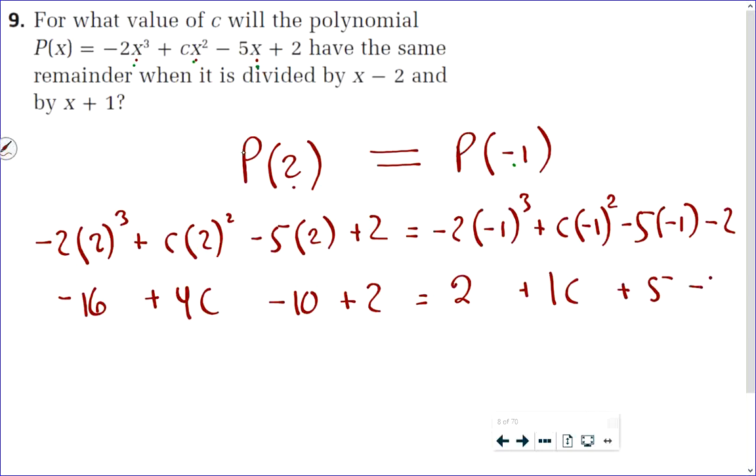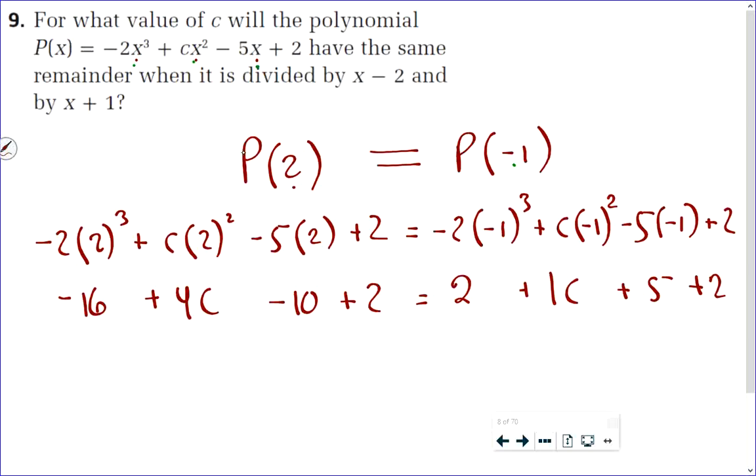I have a feeling this should be a plus. The reason I knew that is I knew that those 2's on both sides of the equation wouldn't matter because they're both constant terms. So plus 5 plus 2. I better double check everything now.